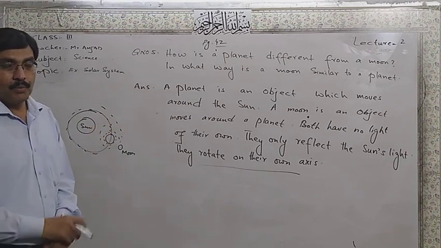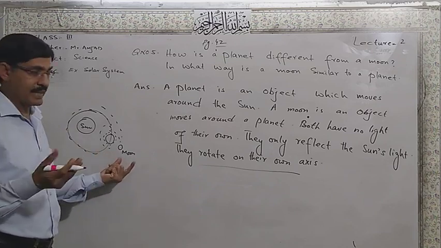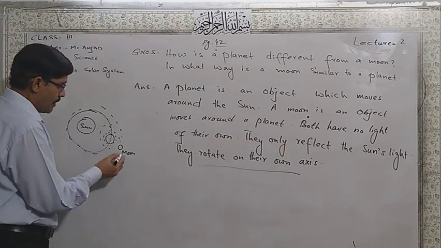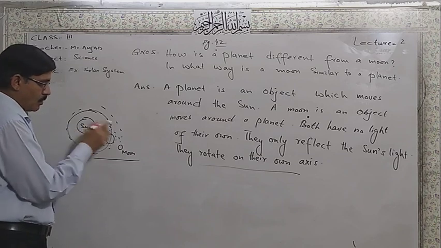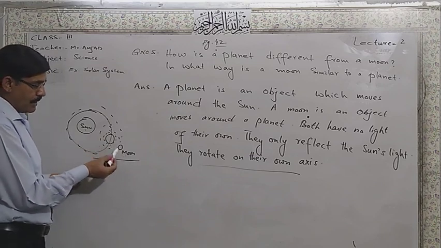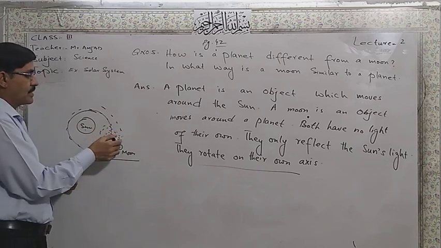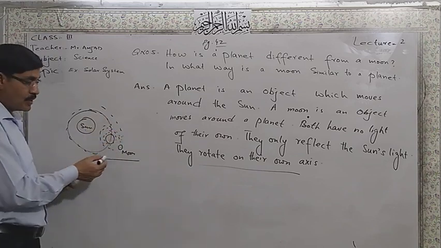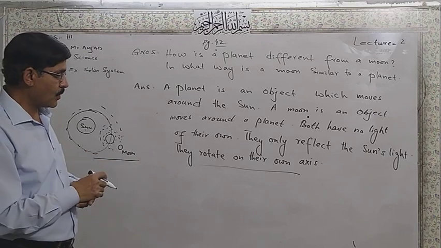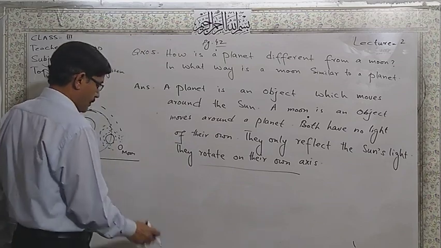Both have no lights. They reflect the light from the sunlight. Okay? Remember this one. This is the sun, our solar system. We have got the planet, and around it we have got the moon. Moon only rotates around the planet. It does not orbit the sun. It only orbits the planet. Remember this one. Both have no lights, they only reflect the sunlight. This is the similarity and difference.